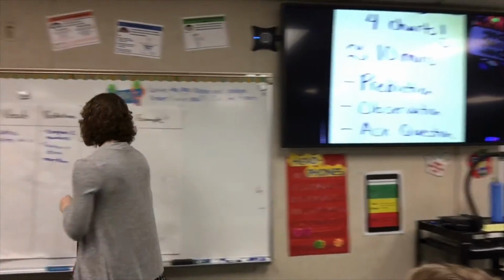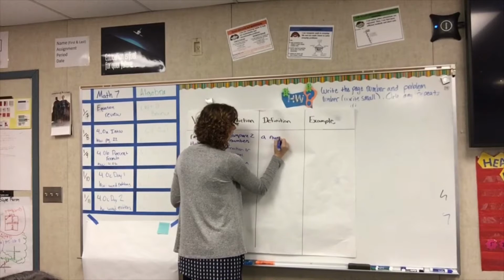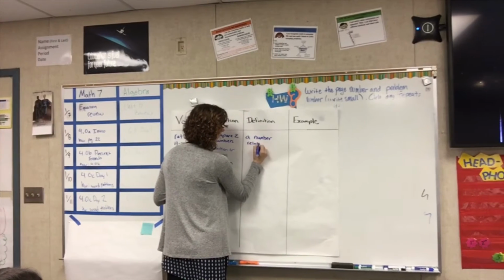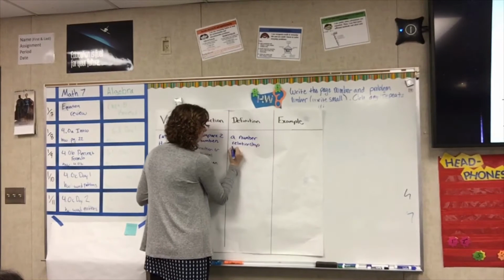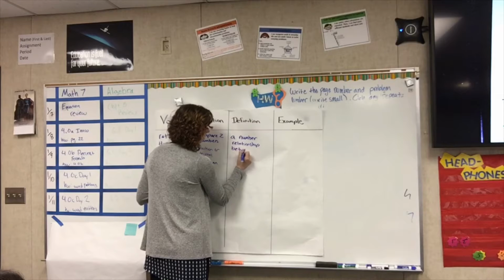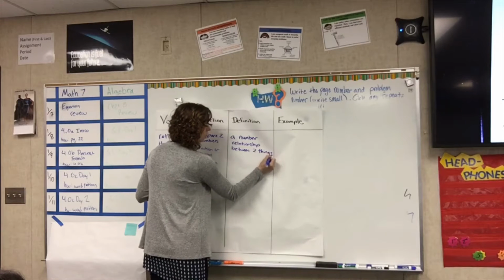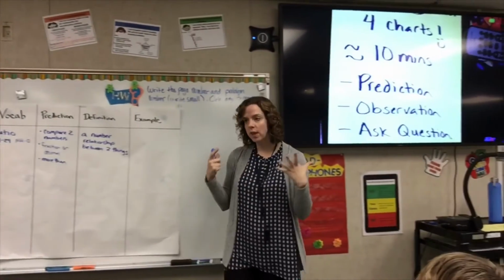Okay, awesome. So, here is our definition that we're going to be using today. A ratio is a number relationship between 2 things.